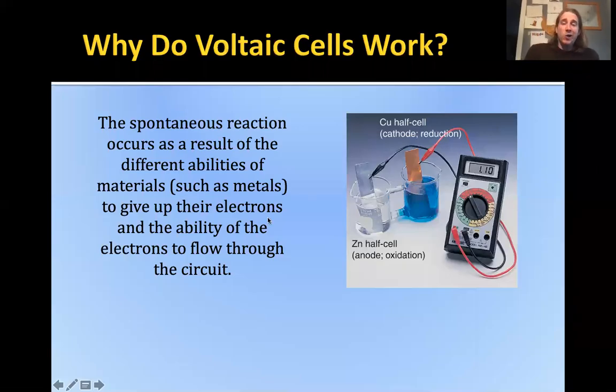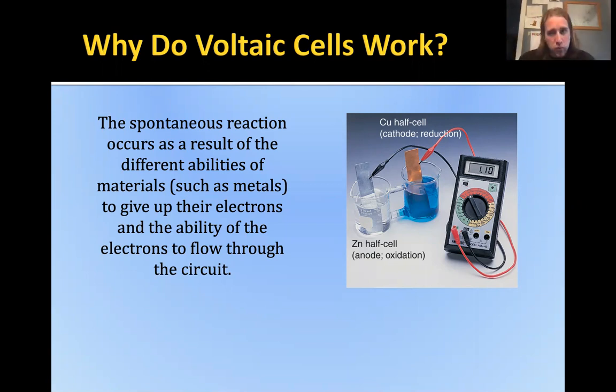Hey, so we've been looking at our voltaic cells. Now we can start to diagram what's going on in our two different chambers at the anode and the cathode. Our next step is to talk about the why. Why does this actually happen, right? We know it happens. We can measure this electrical energy, but the question is, why does it do that?